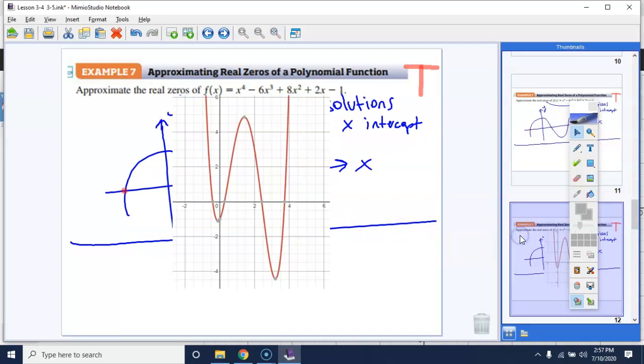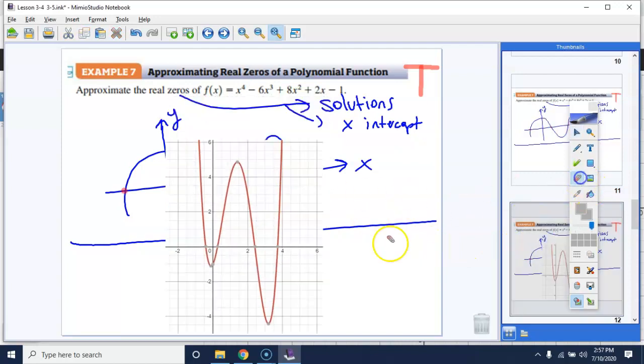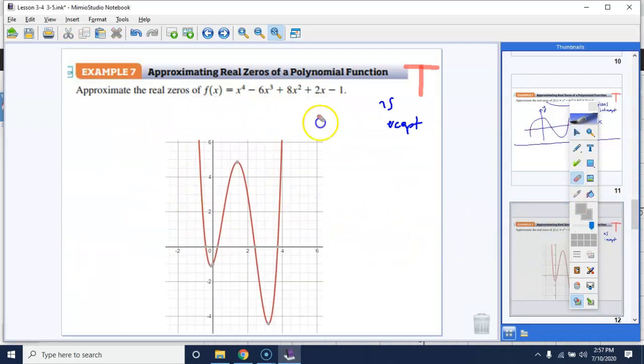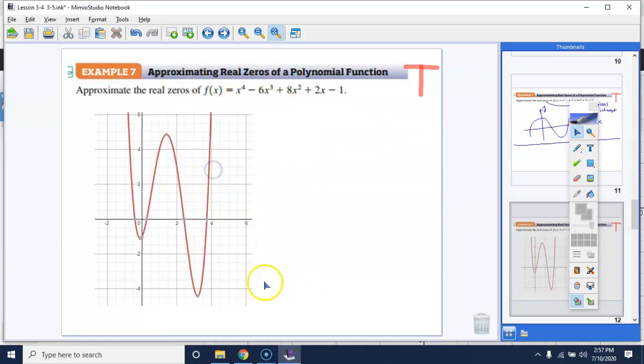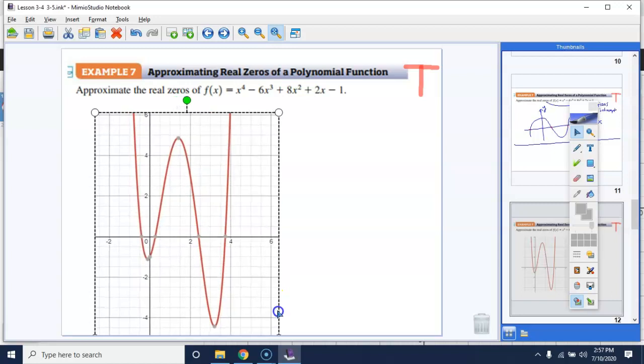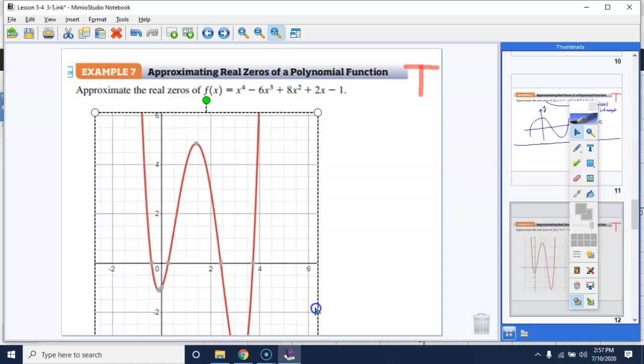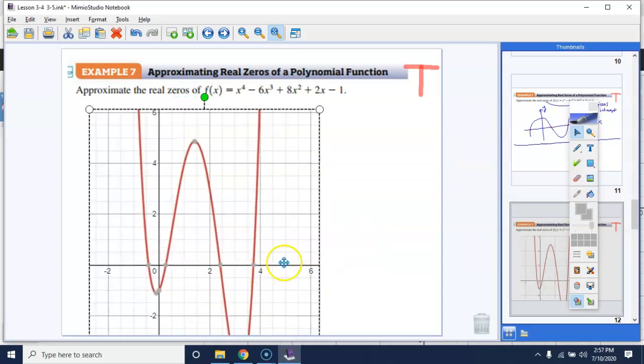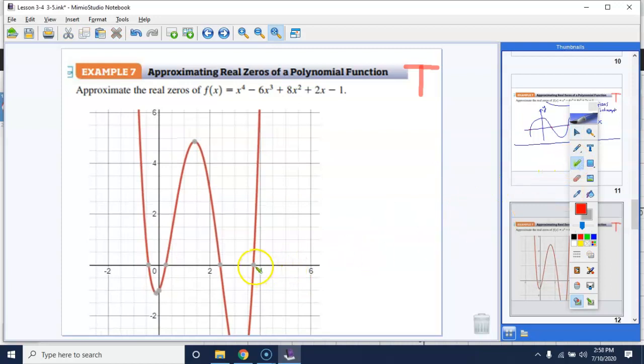Okay, I'm gonna show you a solution over here. So what's my x-intercept here? So those are my x-intercepts, right? Like this one is over here, this one is over here, one is over here, one is over here. So those are my zeros, right? So like this one, we can approximate.